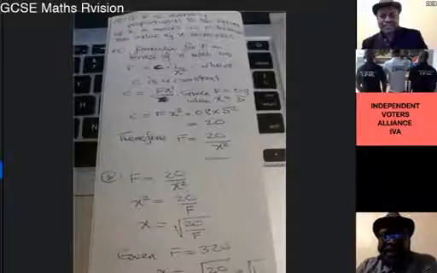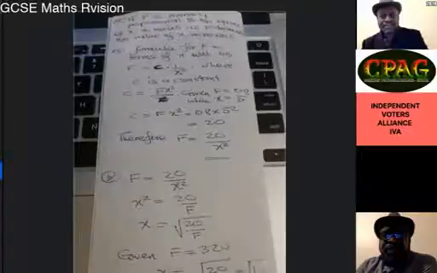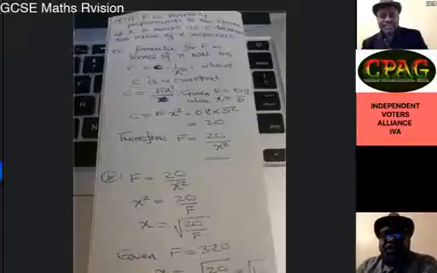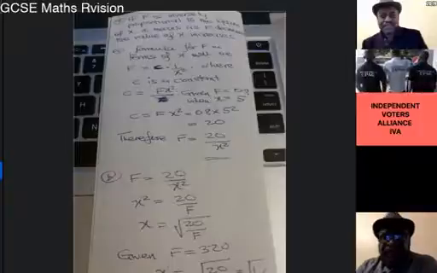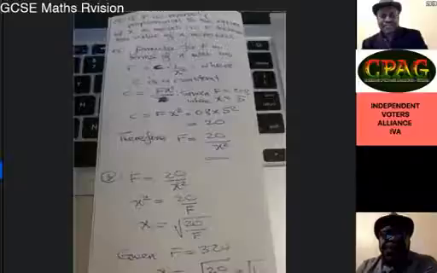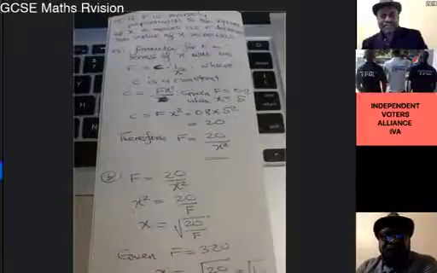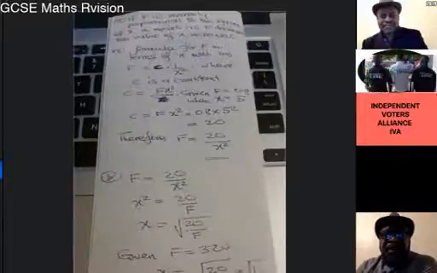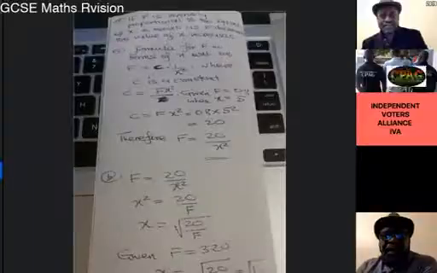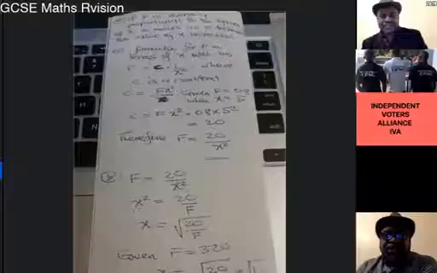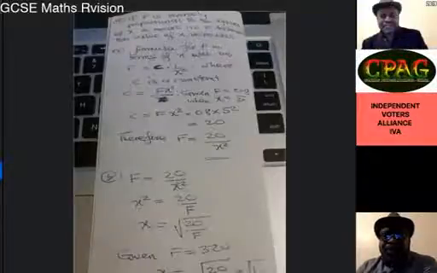So then you make x squared the subject of the equation. Then x squared is equal to 20 over f. Then x is equal to the square root of 20 over f. Given that f is 320, then x is equal to the square root of 20 over 320. It comes down to the square root of 1 over 16. Then you have the value of x to be plus or minus 1 over 4, which is equal to plus or minus 0.25.